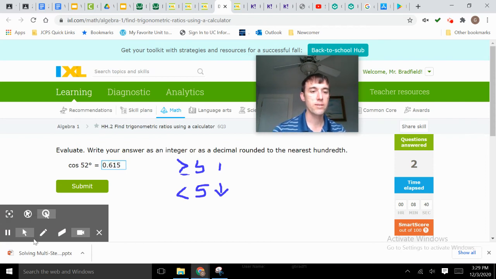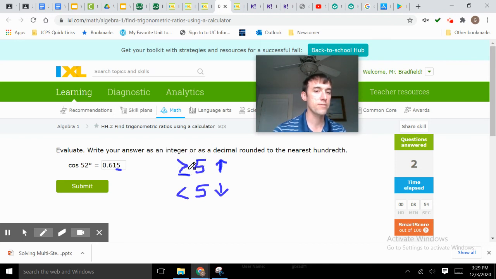And again, I'm looking to see, is this number greater than 5 or less than 5? And the number I'm looking at is 5. It's greater than or equal to 5. Therefore, we're going to round up. So we take the 0.615 and the 1 rounds up to a 2. That gives us the answer.